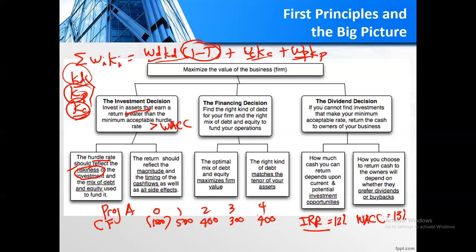Therefore, what's our decision rule? Should we invest in this project or not? Answer, anybody? Anyone? The return of the project is 12%. The average cost of capital is 13%. Should we invest in the project?